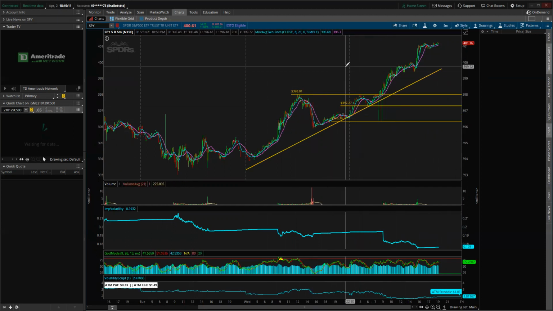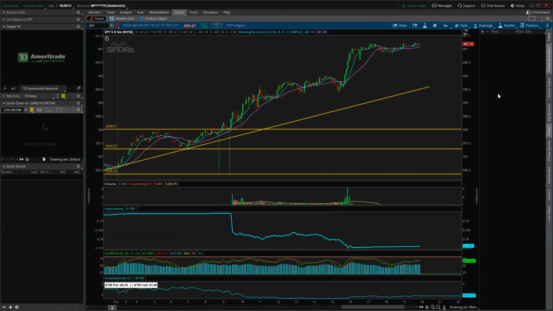So we'll zoom back in. Price is roughly gapping up, doing fairly well pre-market.